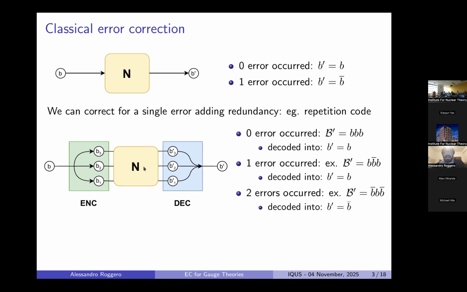Okay, so this tells you that one, you need redundancy if you want to be resilient against error. And 2, depending on the encoding you're doing, there is a threshold amount of error you can sustain and still win out of this game.